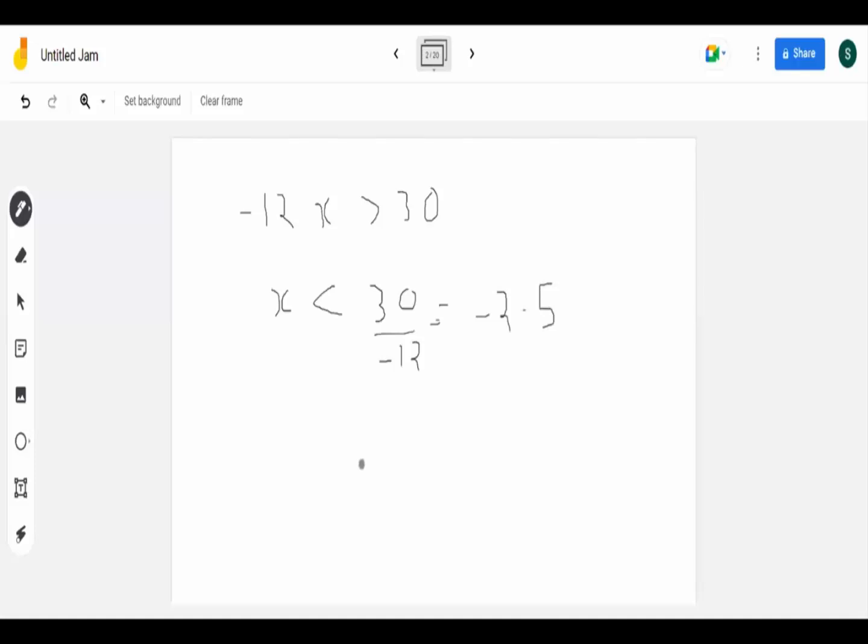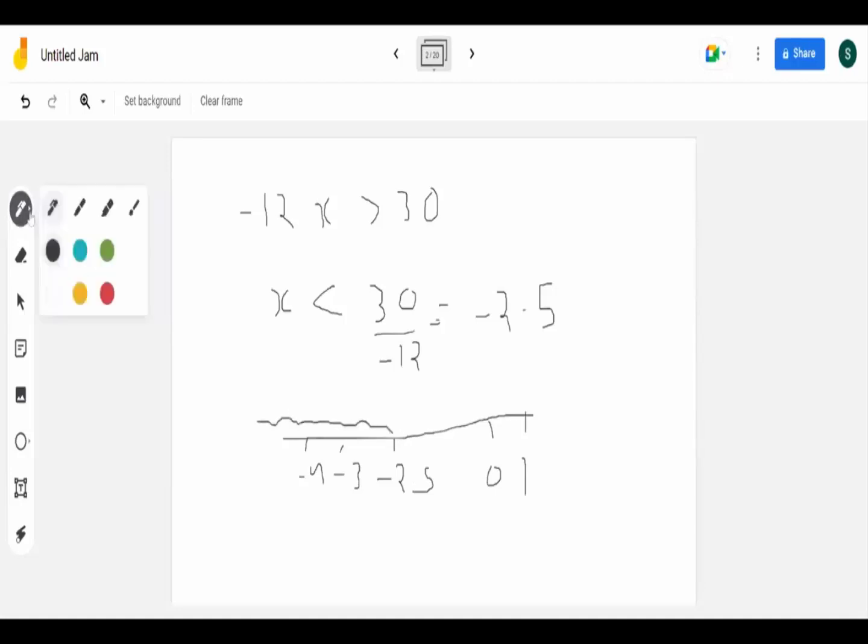So let me draw the number line. This is minus 2.5. This is minus 3, minus 4. And here we will get 0, 1. So for the first bit, when x is a natural number, we can see there are no solutions because our solution is less than minus 2.5, and here we get no solutions. So the first bit will be the empty set, that's no solution.